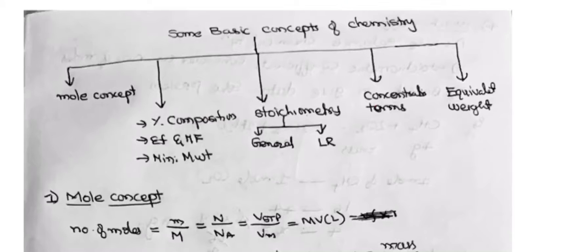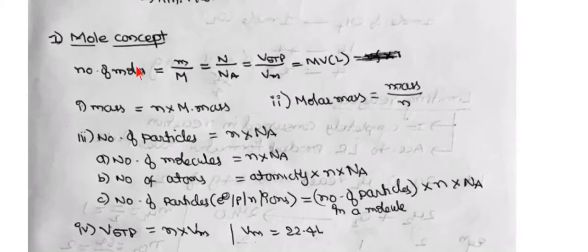First, in the case of mole concept, what are the important formulas we have? First, we have to find number of moles related questions. Number of moles is given mass by molar mass, or number of particles by Avogadro number, or volume at STP by molar volume, or M into V in liter. So M is the molarity, V is the volume in liter.